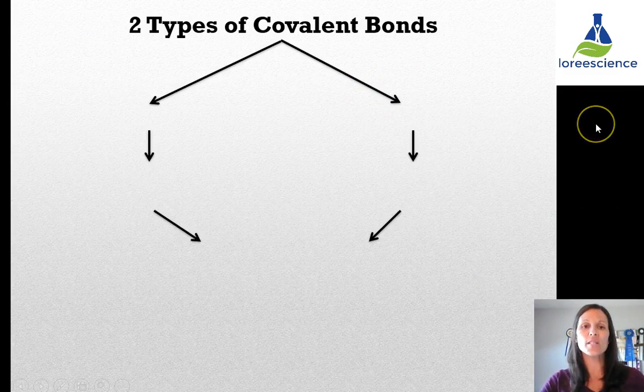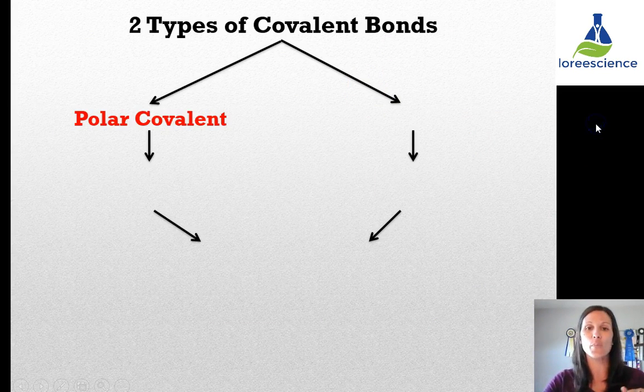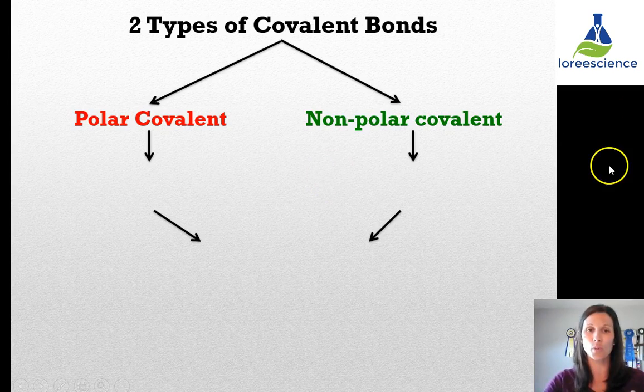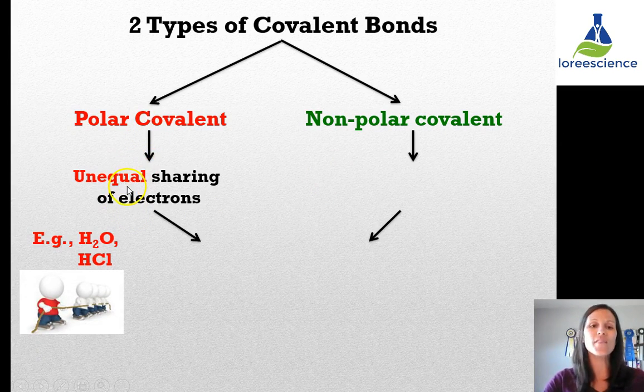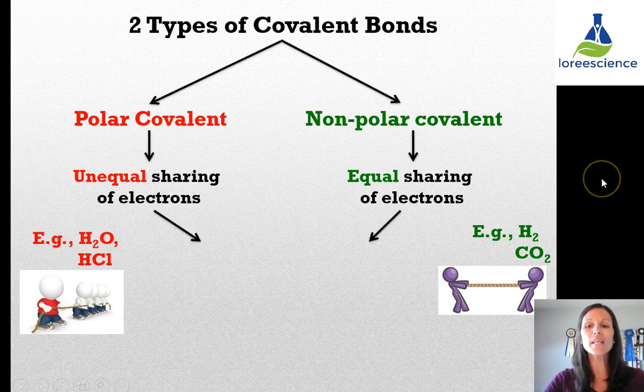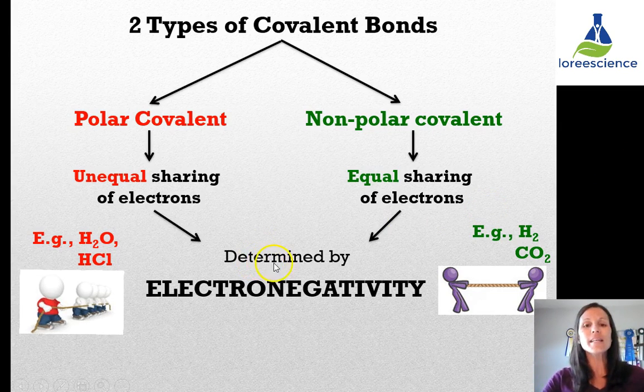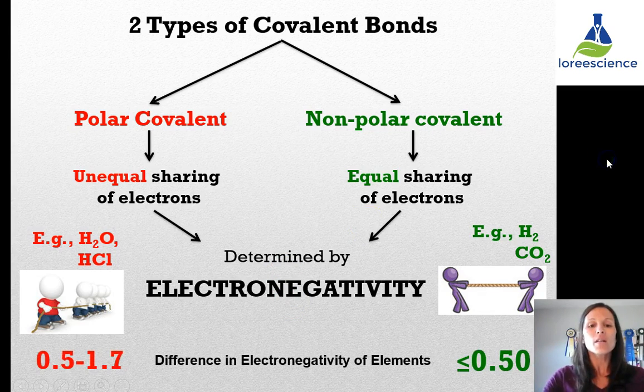So let's summarize in terms of a chart. 2 types of covalent bonds: we have polar and non-polar. In polar, we have unequal sharing of electrons. In non-polar, we have equal sharing. That electron spends equal time between and around both atoms. Whether those bonds are polar or non-polar is determined by electronegativity.